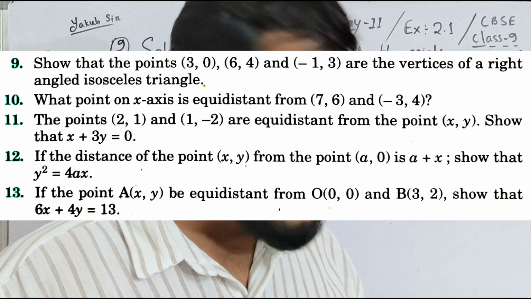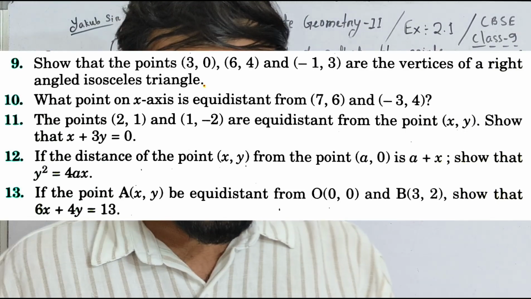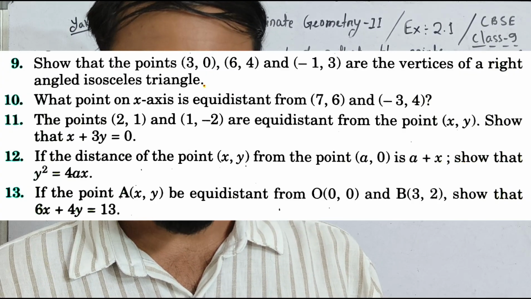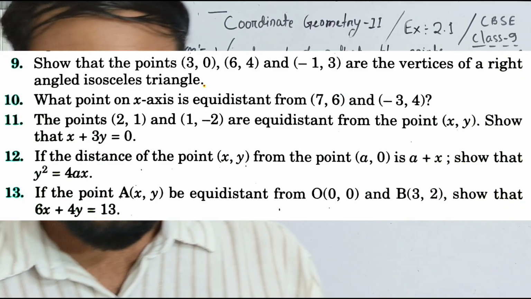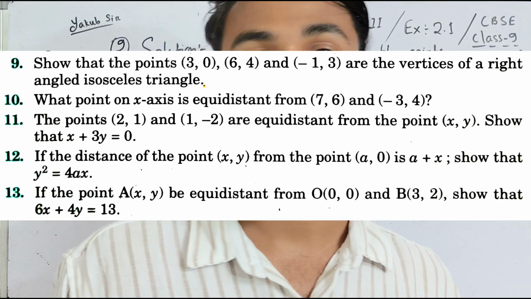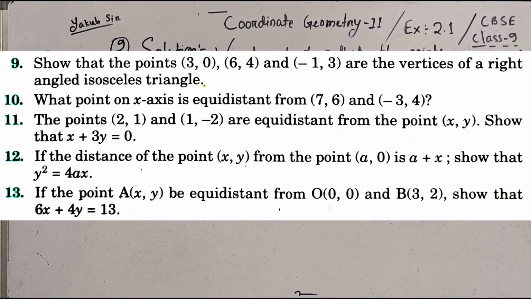Now let's come to question number 9. Question number 9 was: show that the points (3, 0), (6, 4) and (-1, 3) are the vertices of a right angle isosceles triangle.